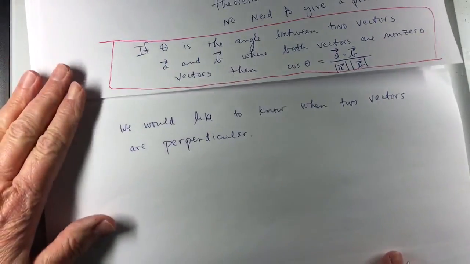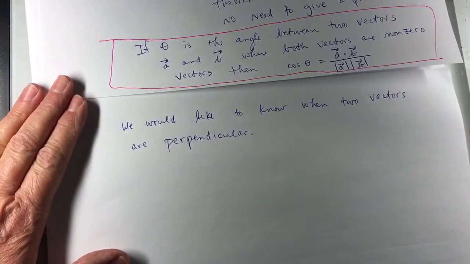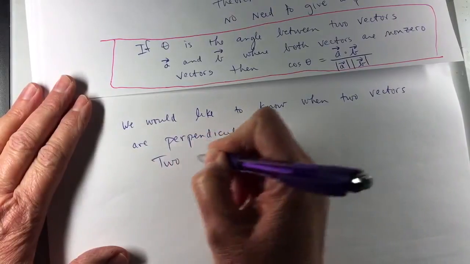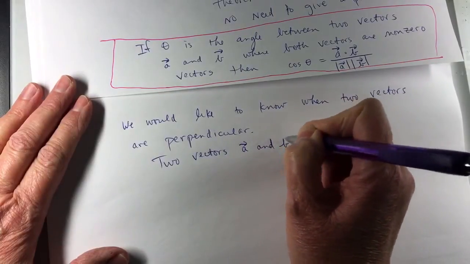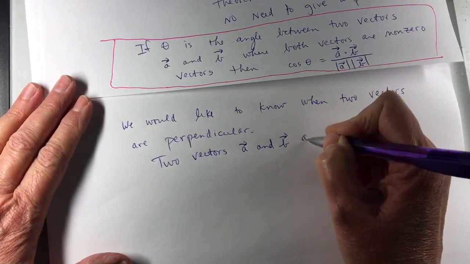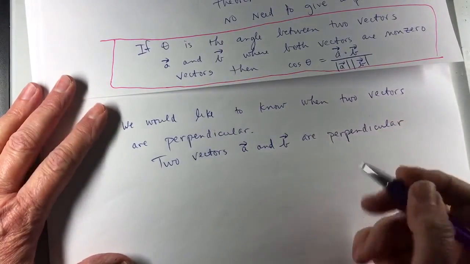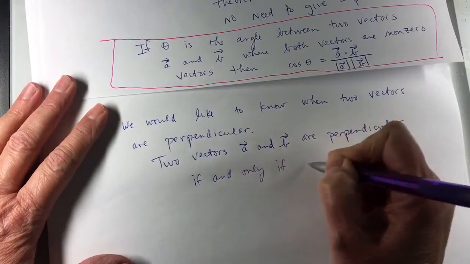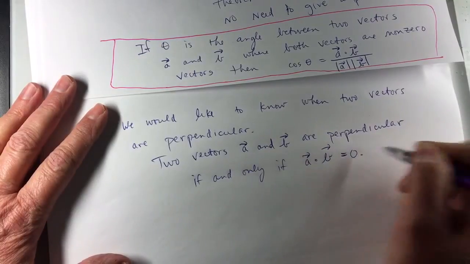So, we would like to know when two vectors are perpendicular. This would mean that they intersect at a 90-degree angle, or pi over 2. And so I can say this: two vectors, vector A and vector B, are perpendicular if and only if A dotted with B equals the number 0.